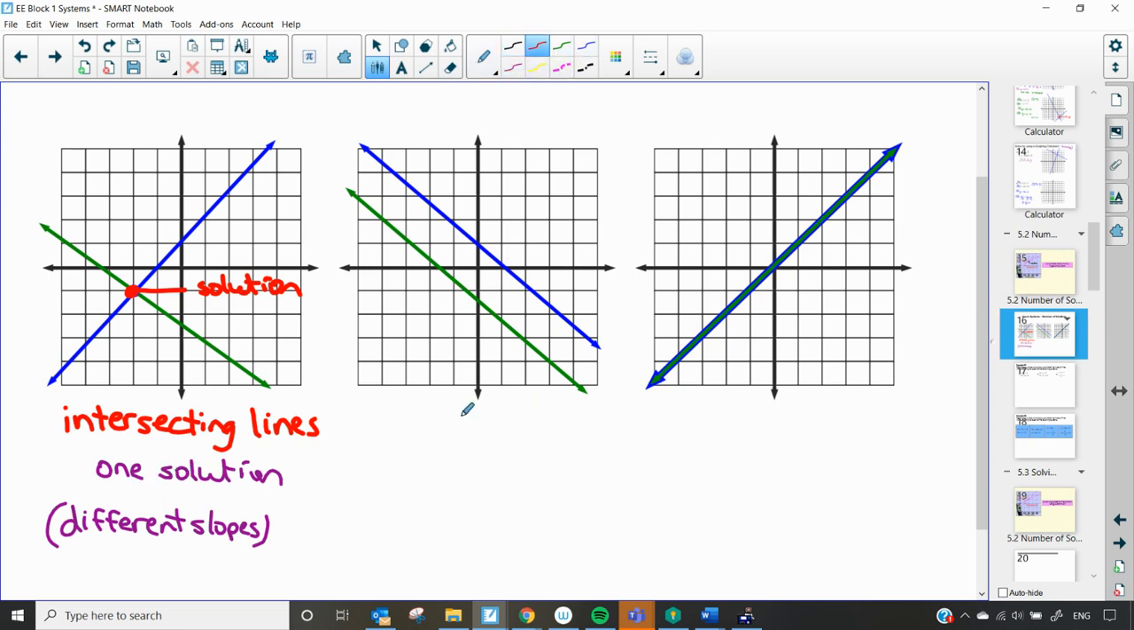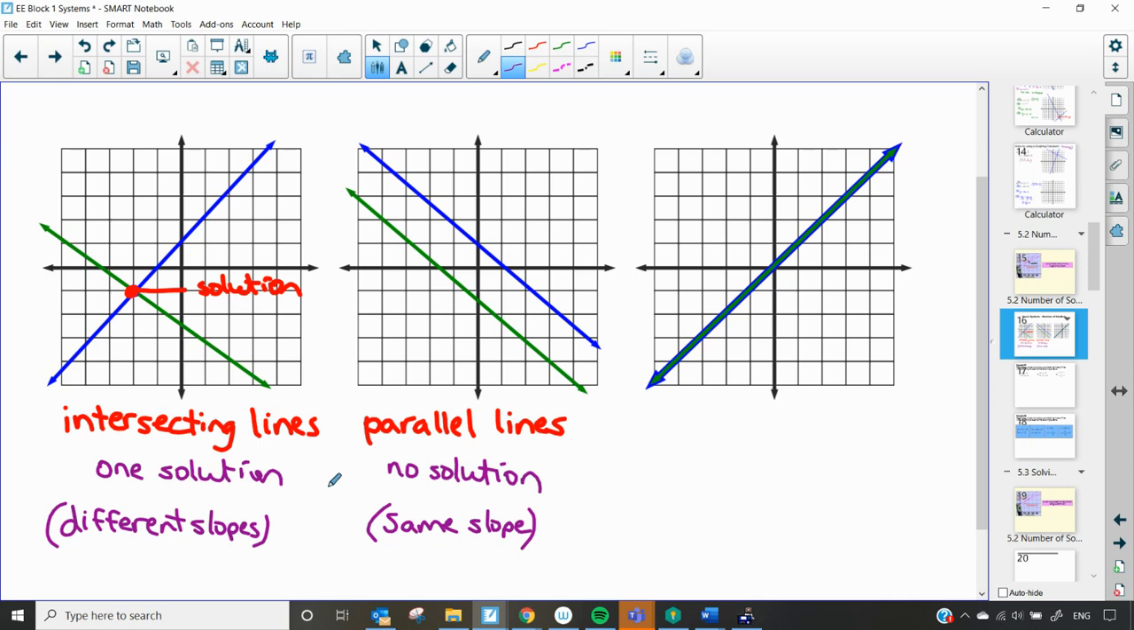Now, the next type of system that we can have is parallel lines. And if you remember from our linear functions unit, parallel lines means they have the same slope. And the same slope means they never intersect, so there is no solution. So parallel lines will have the same slope and they never intersect, so there's no solution.